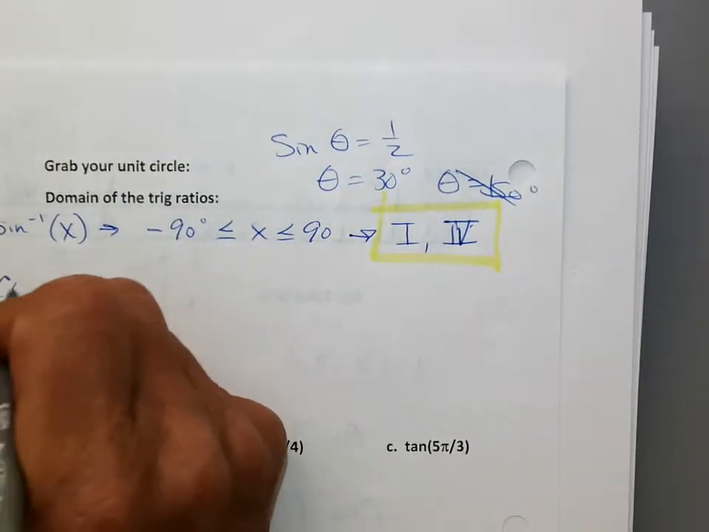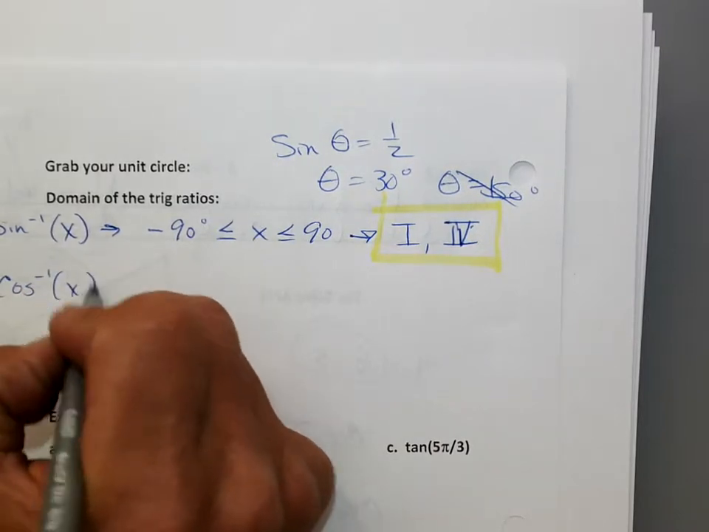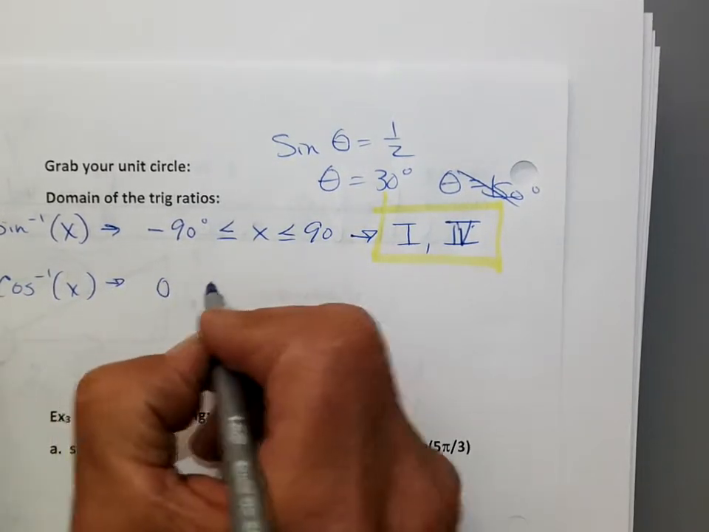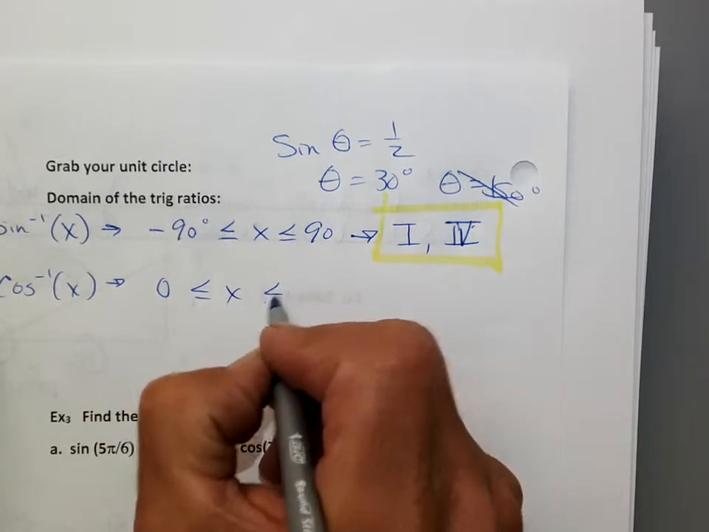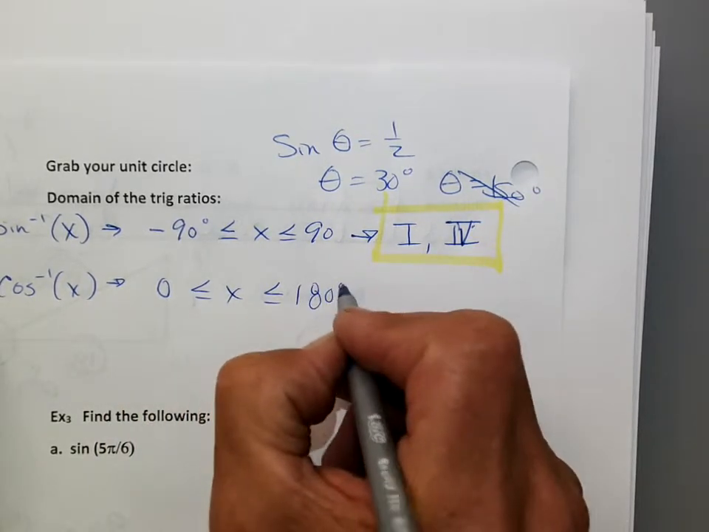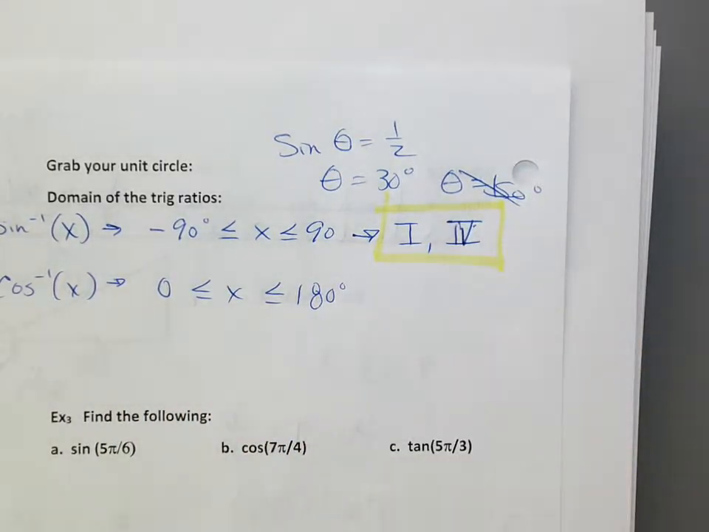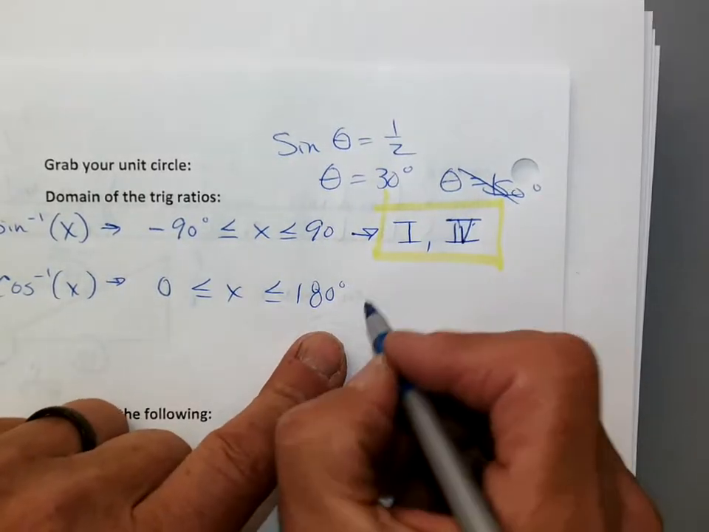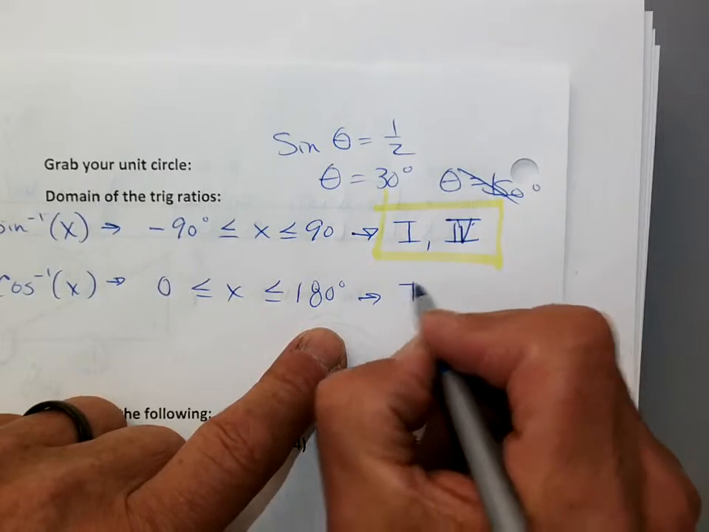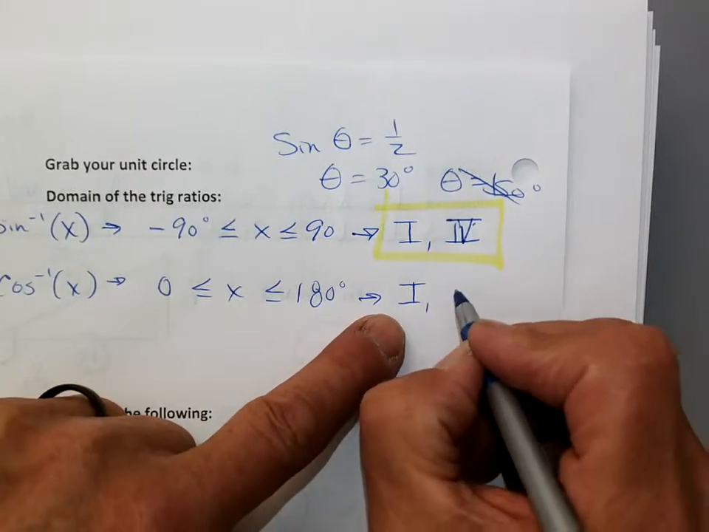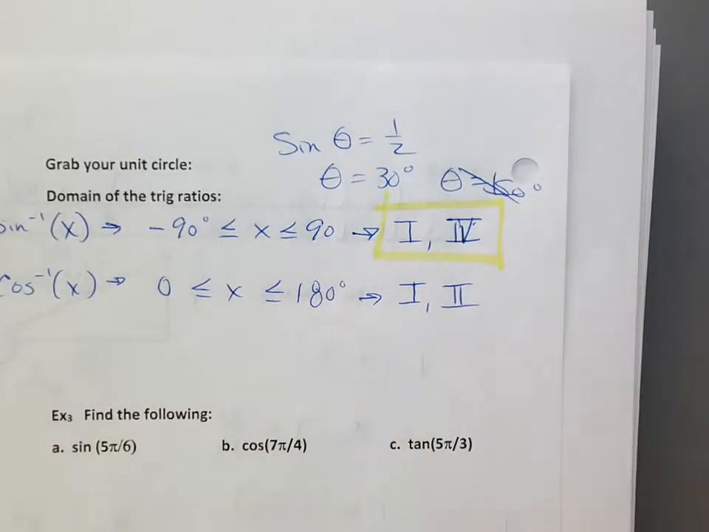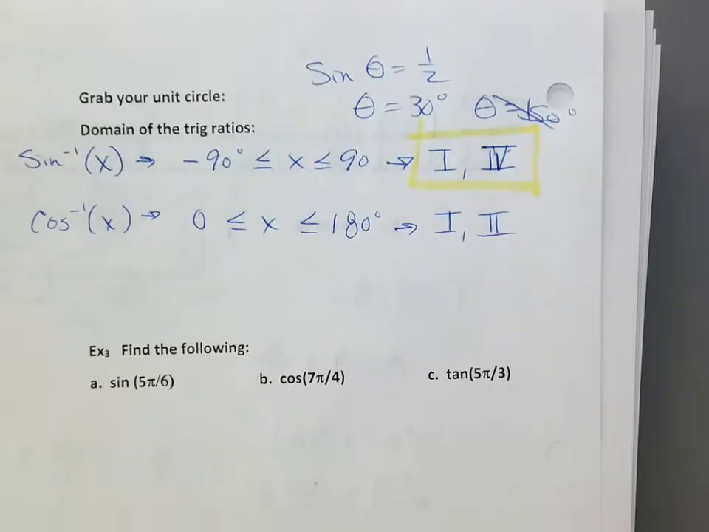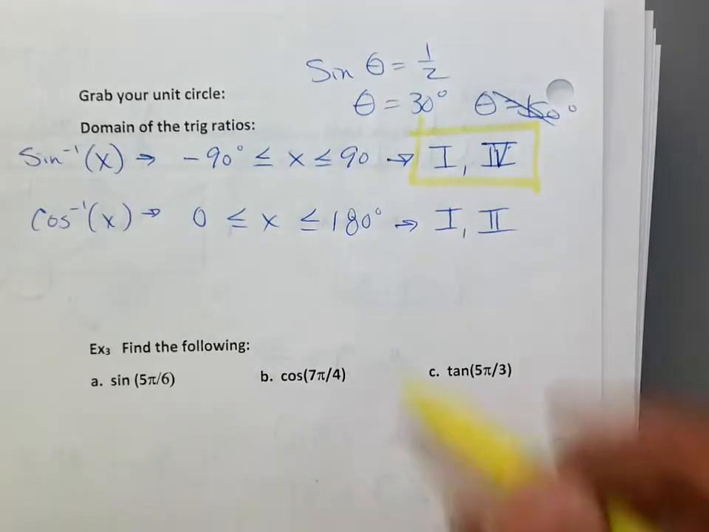So cosine inverse of x is between 0 and 180. That's where you find the angles for cosine, and that is quadrants 1 and 2. So cosine is quadrants 1 and 2, okay? I'm going to highlight that, and I'll show you on the unit circle why that makes sense.